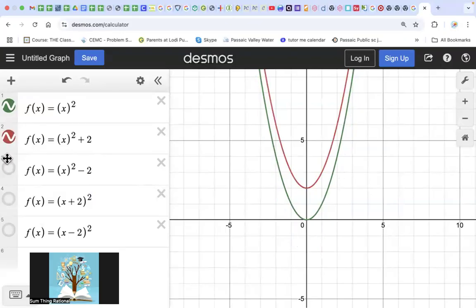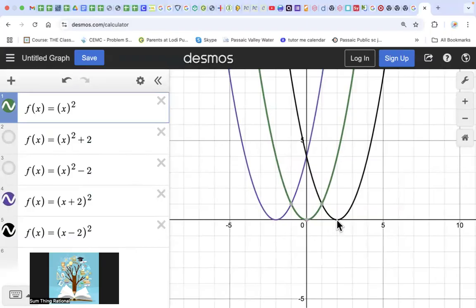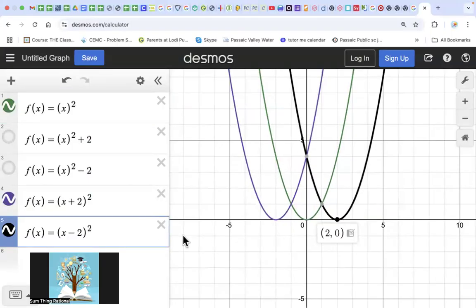Let me make them invisible. If you add something inside the parentheses next to x, that is, as I told you, a horizontal shift. So plus 2 means your x square graph, the green graph, will go 2 units left, as you see with the purple graph. The vertex became negative 2, 0. Actually, the vertex was 0, 0 here. When you subtract something, as I told you, it will go 2 units right, that is, the black graph is here. So the green graph, which is the x square graph, shifted 2 units to the right side.